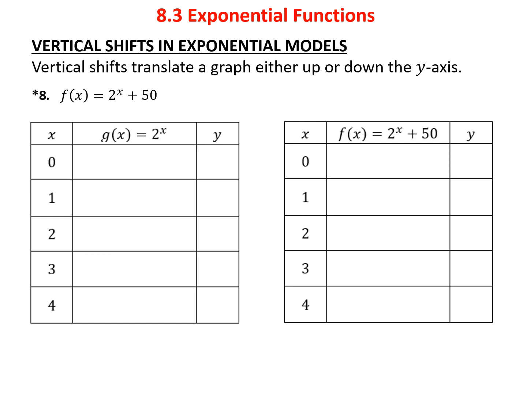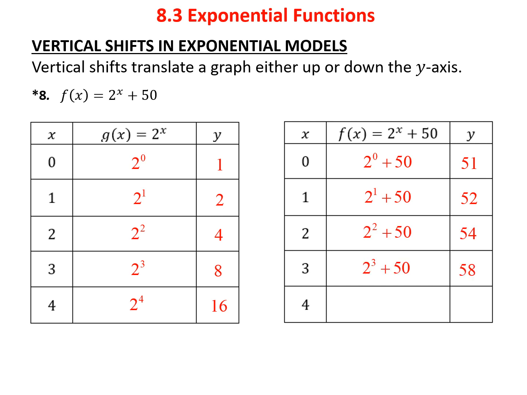So for example, if g of x is 2 to the x, when x is 0, that's just 1. When x is 1, 2 to the 1 is 2. When x is 2, 2 squared is 4. 2 to the third is 8, and 2 to the fourth is 16. Now if I want to find f of x, I just simply take the g of x and add 50 to it. So I end up with 51, 52, 54, 58, and 66. This is showing you how adding 50 is just going to translate the whole graph up.